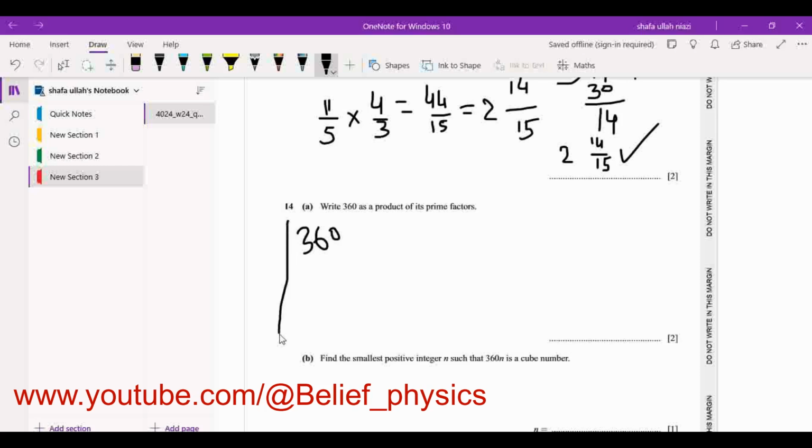We divide it by the prime numbers. Because 0 is in the units place, it is divisible by 2, so it will be 2, 180. Again 0 is in the units place, so 2 divides it again, so it will be 2, 90. Similarly, this 90 is also divisible by 2, so it is 45 here.